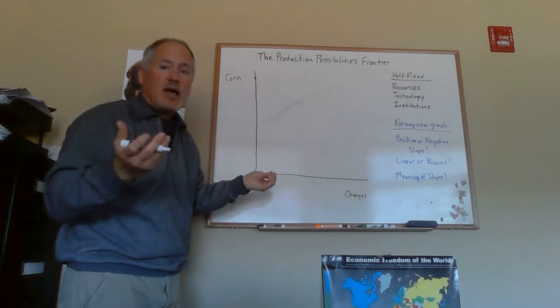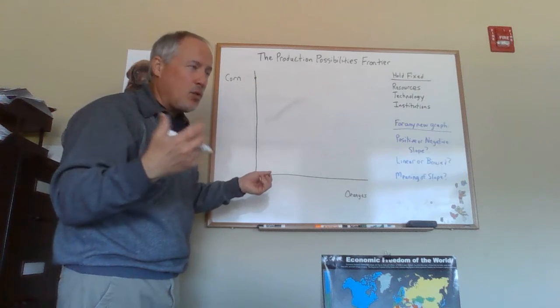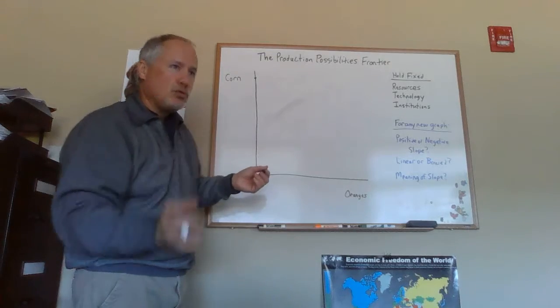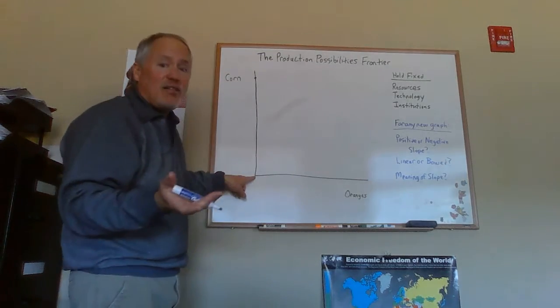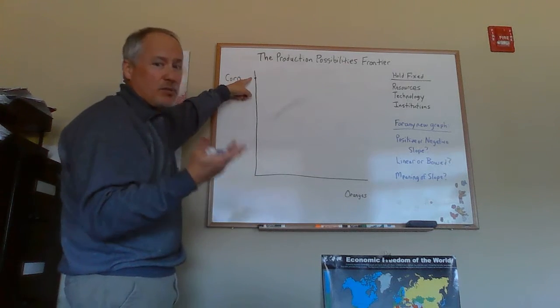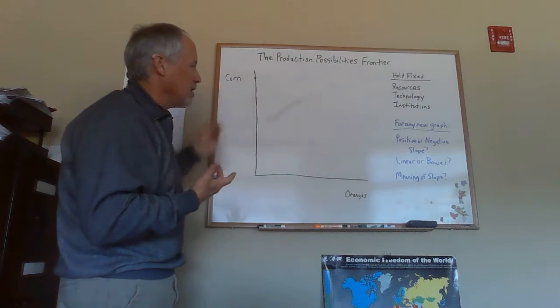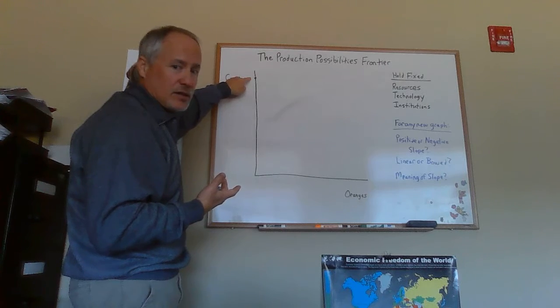Given how we arrived at this amount of corn, we're putting all of the resources into growing corn and no resources into growing oranges. Therefore, we don't have any oranges. So we have 0 oranges and as much corn as possible. This is going to be the maximum amount of corn that can be produced in our economy. That will give us one point on the production possibilities frontier.